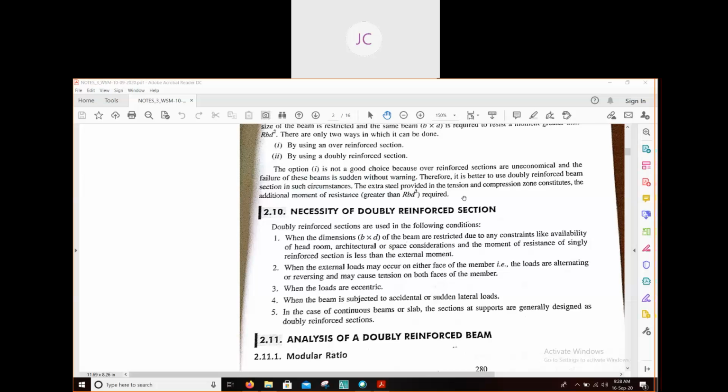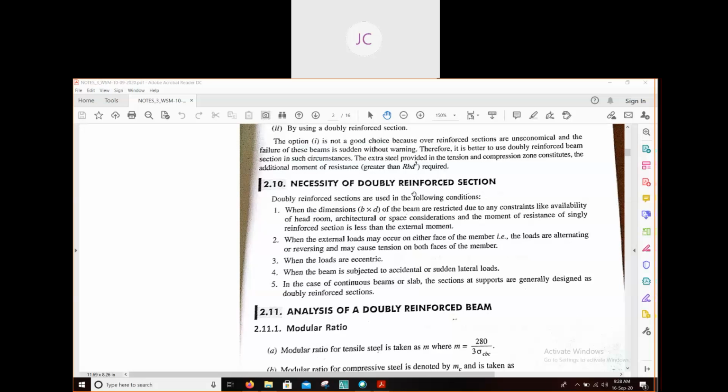In this PDF you can see the necessity of W reinforced sections. These are the main conditions in which we will use W reinforced sections. The first one is the most important one. Wait, I will mark it. The first one is the most important one, as I have already told you. We have to remember one thing. Whenever the size of the beam is restricted, that means the size of the beam is fixed, we can't increase or decrease the size, and the available moment will be more than the moment which can be resisted by a single reinforced beam, in that case we have to go for W reinforced sections.